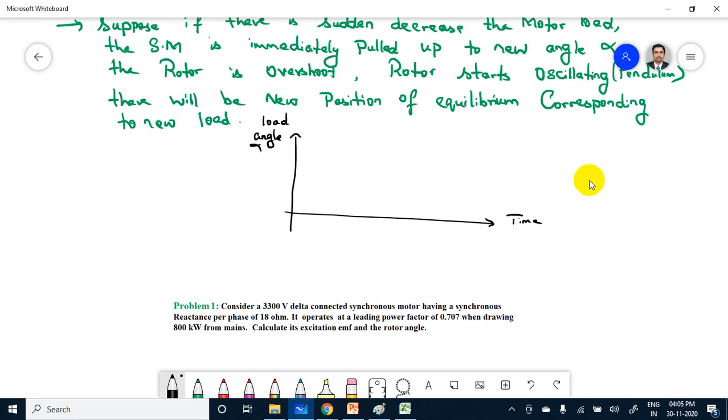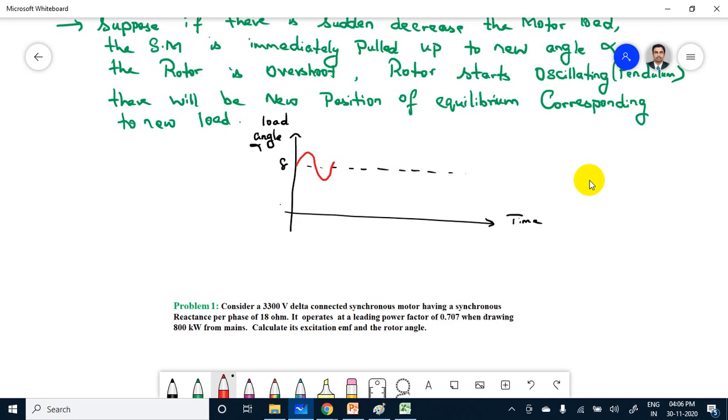Load angle alpha. This is my maximum point. I already mentioned it will be alpha, or we can use delta also. I can use the maximum angle of alpha. Now, the waveform of this angle, how will it be? We know that the waveform will be sinusoidal, because a back EMF waveform is sinusoidal in nature.